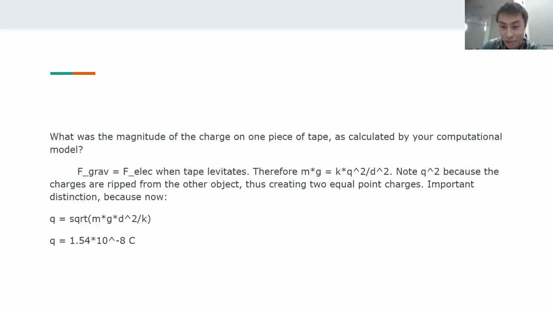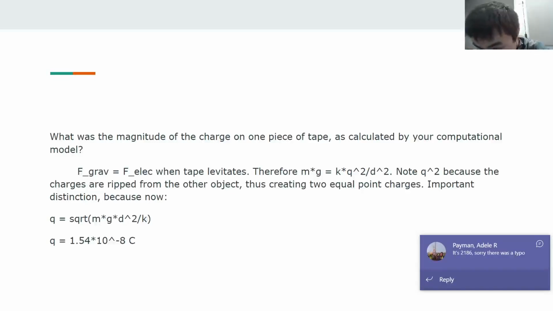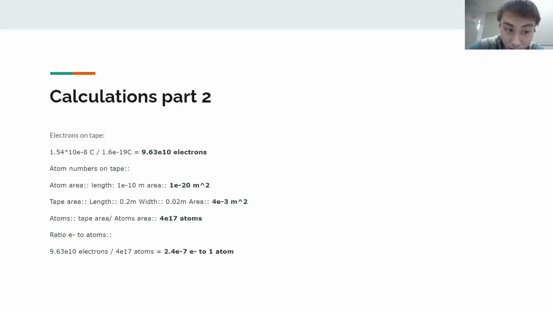When we do that, we could geometrically arrange everything, including the assumptions that we made earlier where each of the point charges could be idealized as Q. You know, you rip off one piece of tape from another, it has to transfer charges from somewhere. They both have about the same. So now we get Q equal to 1.54 times 10 to the negative 8 coulombs. To find the electrons on the tape, we take the calculation we just did, divide by the charge of one electron, and we get about 9.63 times 10 to the 10th electrons.